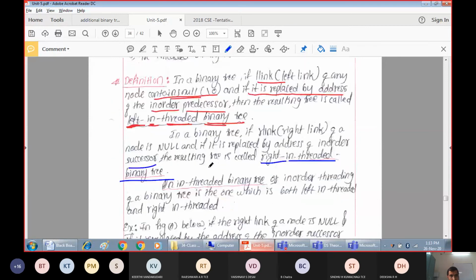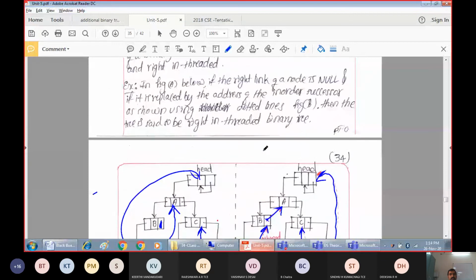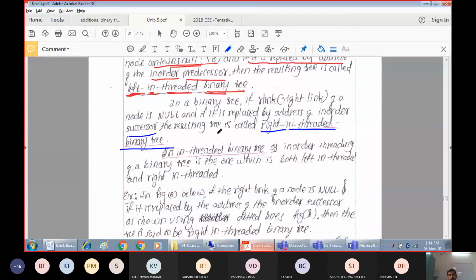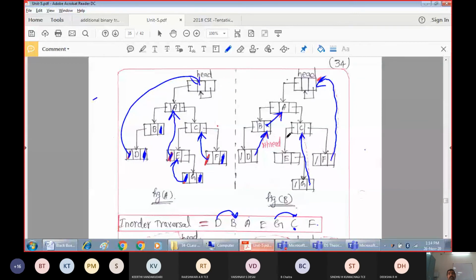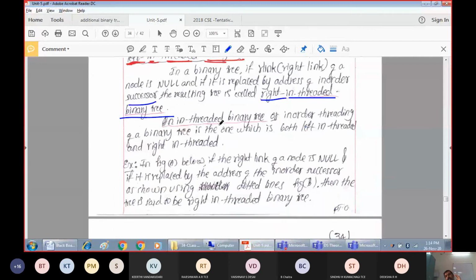So what is a right in threaded binary tree? In a binary tree, if the right link of any given node is null, and if it is replaced by the address of the in order successor, then the resulting tree is called a right in threaded binary tree. So we have replaced all the right links which are null by the address of their successors, and now this has become a right in threaded binary tree. This is what is a left in threaded binary tree. So left in threaded we have studied and right in threaded we have studied.